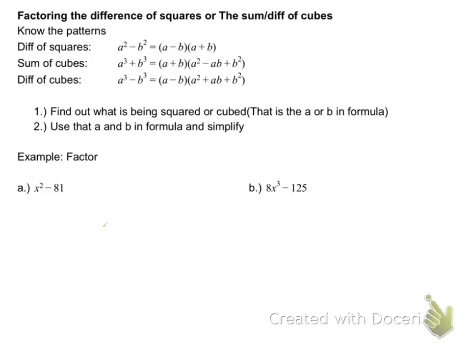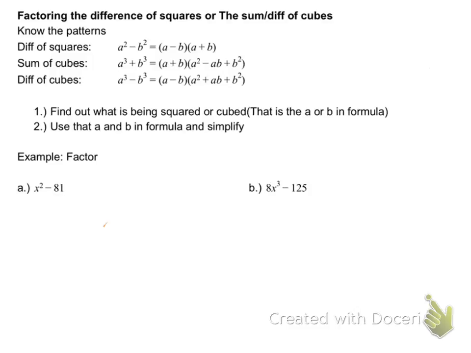This stuff is the difference of squares, the sum of cubes, difference of cubes. I have all 3 formulas up there. You guys have seen them. You have worked with them before. Basically, I'm giving you the same 2 steps. Find out what's being squared or cubed, and then that gives you the A and the B to use in the formula. So I'll give you an example of each type here.